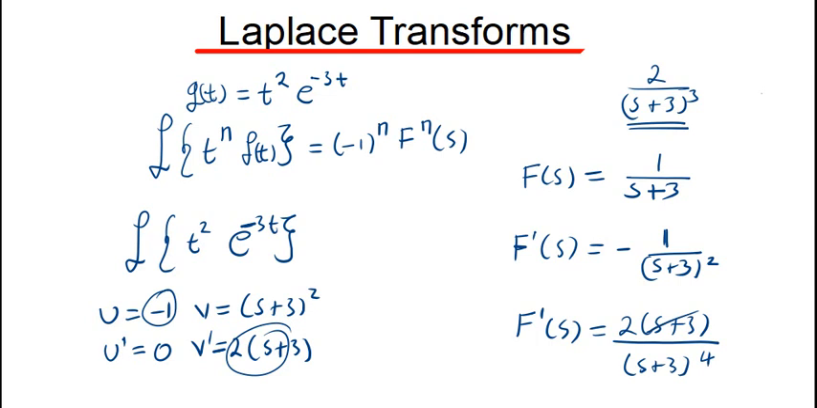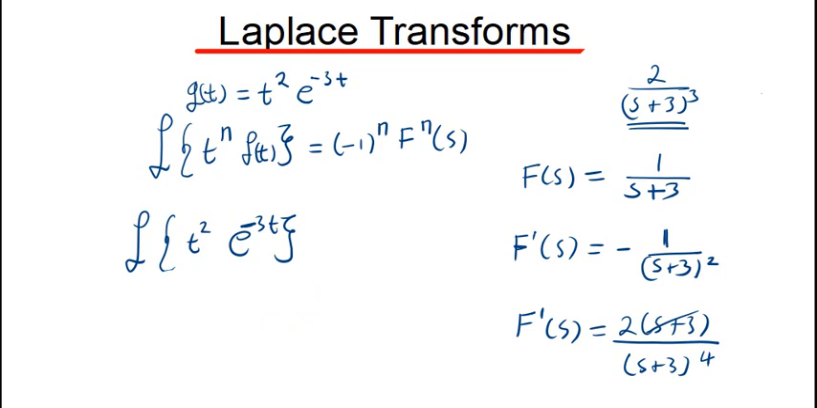Now this one will cancel out. Down here you're going to remain with a 3. So your second derivative, f double prime of s, is just going to be equal to 2 over s plus 3 to the power 3, because you cancelled out one from the numerator, so it no longer needs to be a 4.